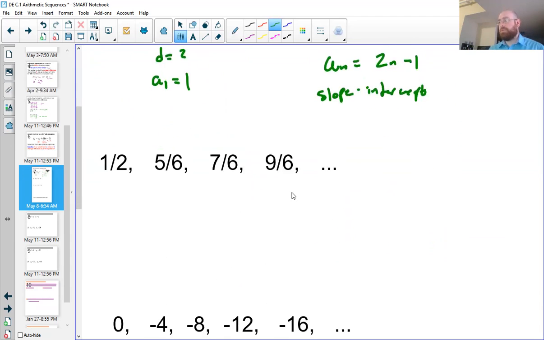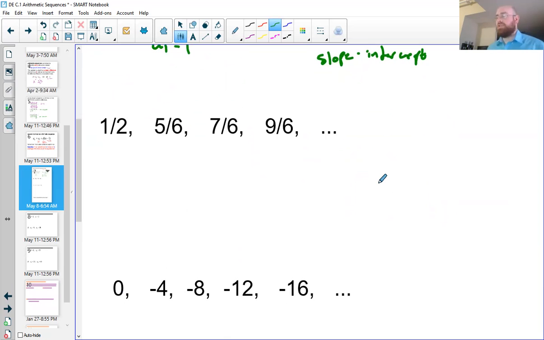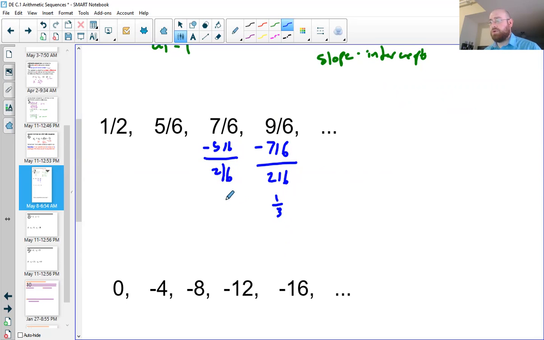Our next example is a little bit harder to see. So I'm going to do 5/6 minus 7/6... rather, 9/6 minus 7/6, and this gives me 2 over 6, or 1/3. Then 7/6 minus 5/6. This once more gives me 2/6, or 1/3.